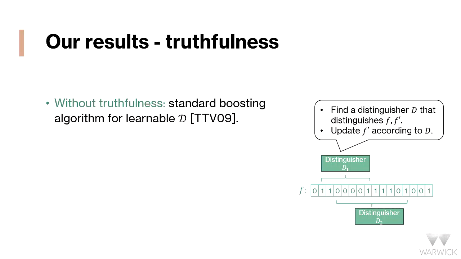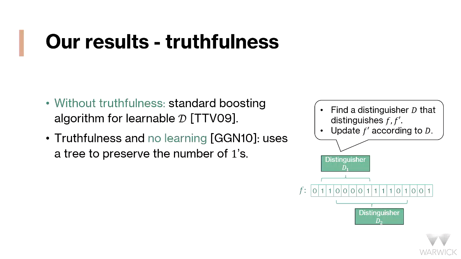And then the algorithm works in a very straightforward way. If there is a D which tells apart f and f prime, we can find it, and then we use its output to update f prime. And what this work shows is that this process is going to end really quickly and output an f prime which is indistinguishable. But in this case, we're not promised anything about the number of ones in the function. If we wanted to keep the number of ones, but we didn't need to learn anything, this is the setting in GGN, when they try to create a random function that has a fixed number of ones.